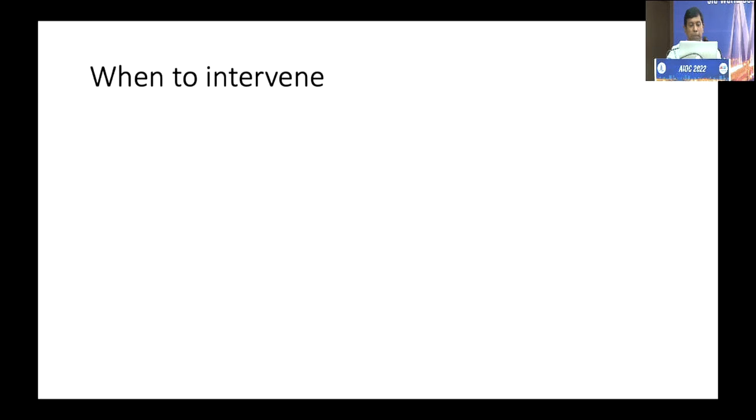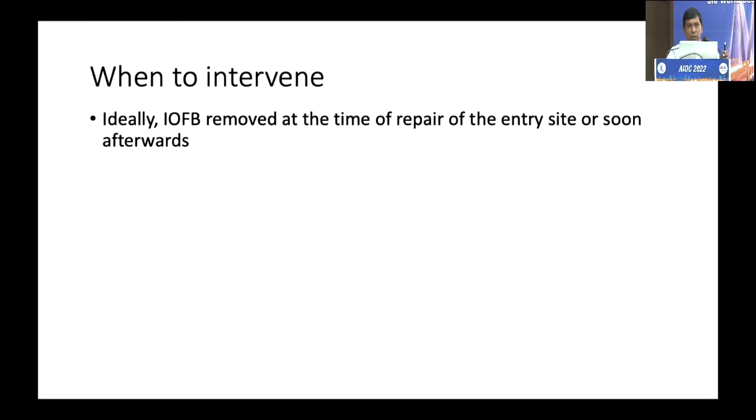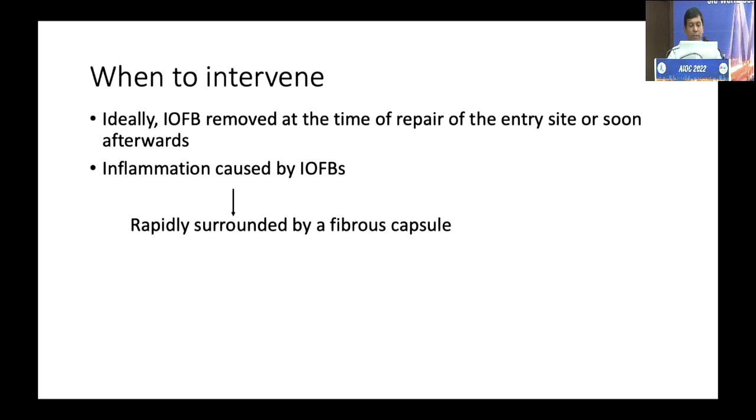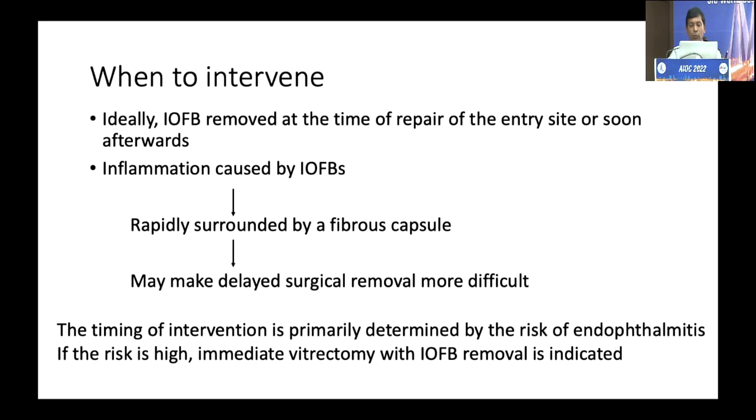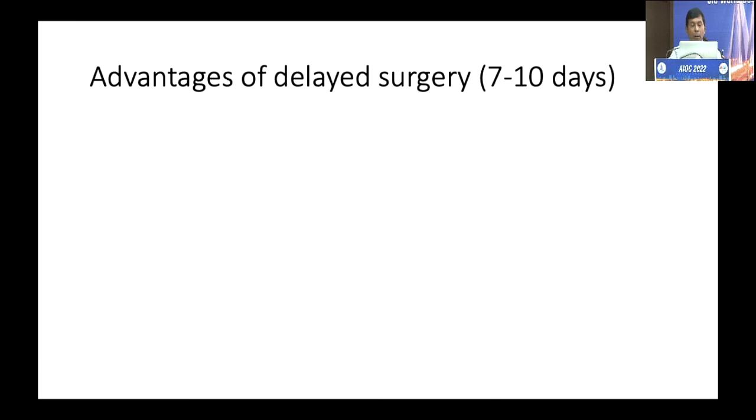Now, when to intervene? What is the timing of intervention? Ideally, an intraocular foreign body should be removed at the time of repair of the entry site or soon afterwards, because inflammation caused by the intraocular foreign body may lead to rapid formation of a fibrous capsule around the foreign body, and that might make delayed surgical removal very difficult. The wound, however, should be closed as early as possible.